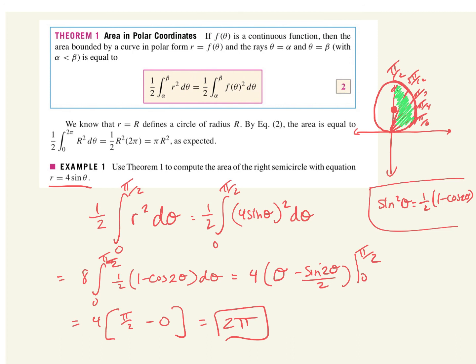Where did the cosine 2 theta come from? A trig identity. Does that say 1/2 times 1 minus cosine 2 theta? It does. Yes. Should we just know them off the top of our head? Yeah, I'm just the messenger.